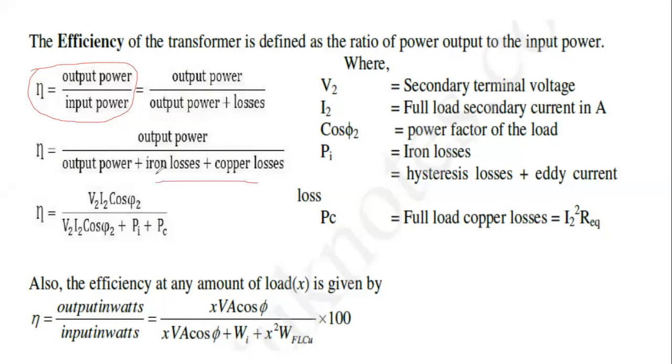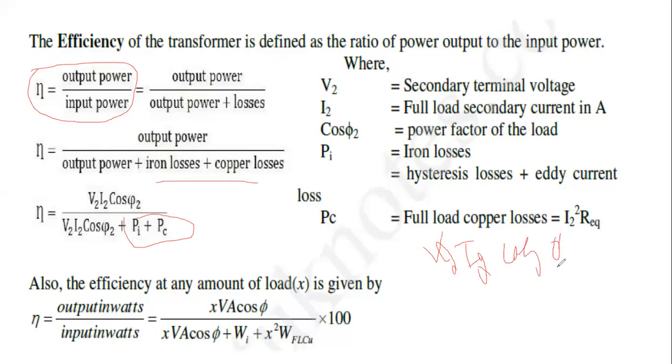What are the total losses? That is iron losses and copper losses. Mainly we have two types of losses, iron losses Pi and copper losses Pc. What is the output of the transformer? That is V2 I2 cos phi 2.